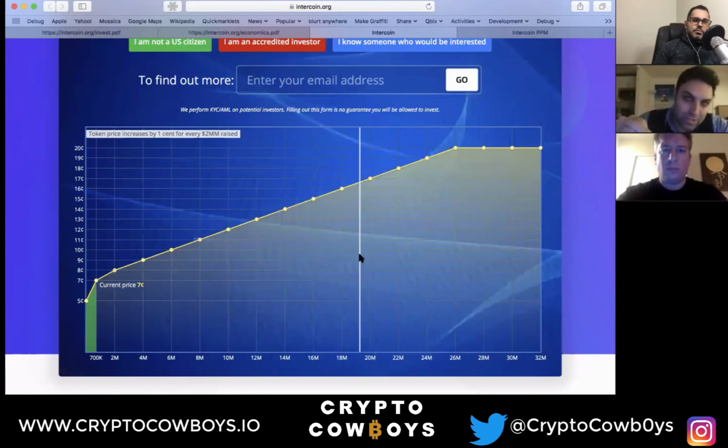Again, I don't know if we personally think it is a security. I think it's very useful. Once it's launched, I don't think it will be considered a security even by US regulators. But again, I can't guess what they're going to say.